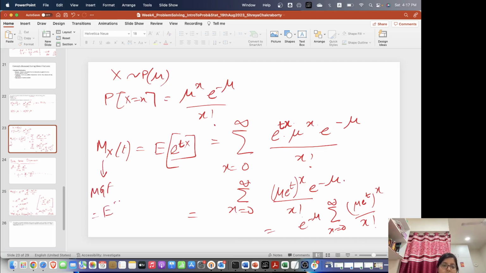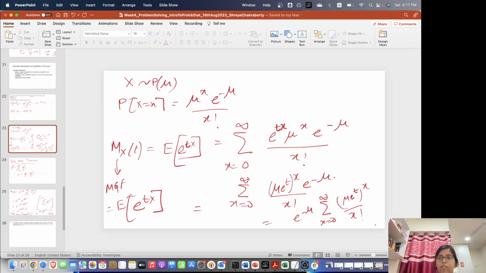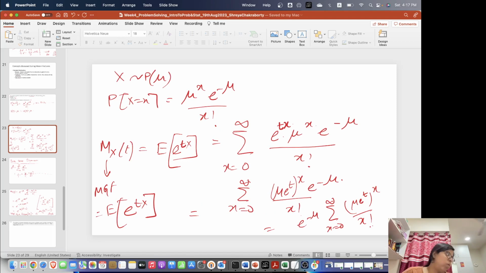Moment generating function, this is MGF. This will be expectation of e to the power tx. Please don't make the mistake I did. It will be expectation of e to the power tx. Is it okay? Yes. So I'll proceed to the next one.